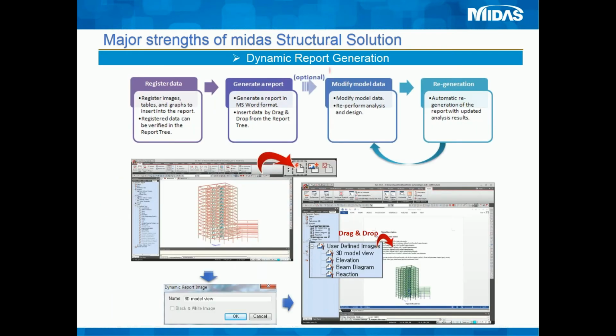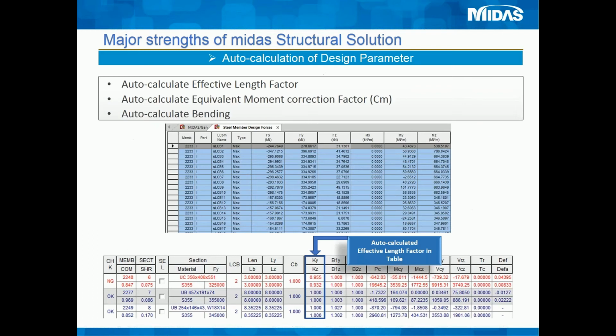When it comes to report generation, MIDAS Gen has a dynamic report generator, which can update your entire report by just one click. Under the design strengths in MIDAS Gen, the program has the capability to automatically calculate the design parameters like effective length factors, equivalent moment correction factors, and bending factors.